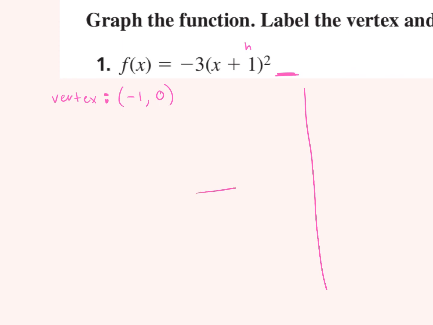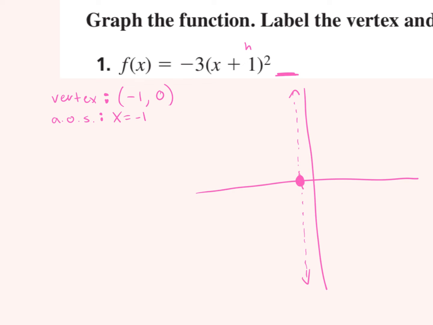So I'm going to graph my vertex. I go to the left to -1 and stay on 0. What's my axis of symmetry? X equals -1. All right, so for vertex form, how do I find another point? I only have 1 point, so I can't. I need a second point before I mirror it.